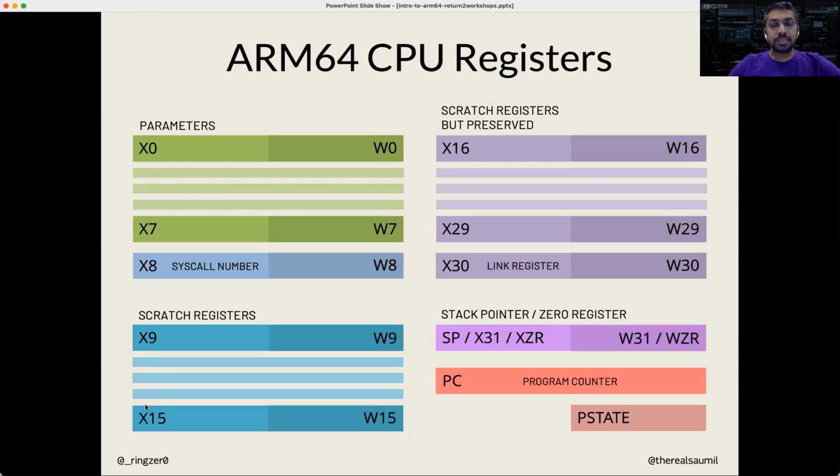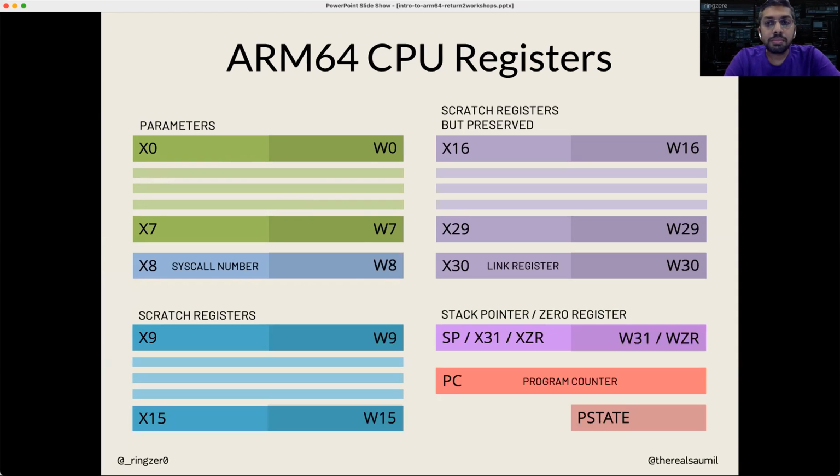Registers X9 through X15 are called scratch registers. They can be used to hold any data, scratch data, which means results of computations, values to be calculated, and so on. The word scratch implies that these can be scratched off. These do not need to be preserved across function calls. Then there's a slight nomenclature confusion. Registers X16 through X30 are called scratch registers, but they need to be preserved across function calls.